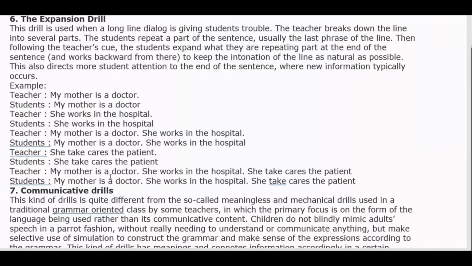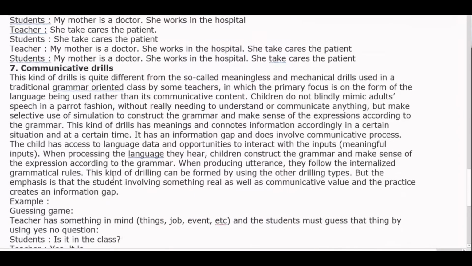My mother is a doctor. She works in the hospital. Students repeat. Then we add the third sentence, fourth sentence. So we are expanding. You know, we can teach essay through this, isn't it? We can describe a situation. We can describe a picture, isn't it?